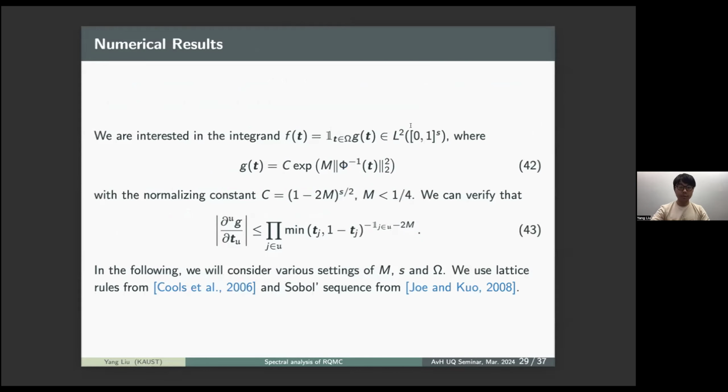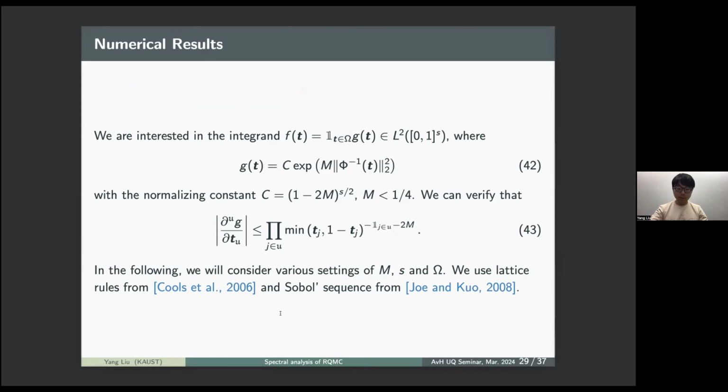Okay. Next, I'll show you some numerical results. Suppose we are interested in the integrand given by the product of the indicator function and g. We suppose f is in L2, and g is of the form exponential of m times the squared L2 norm of the inverse standard normal CDF of t. For this to be L2, we have to impose that m is less than 1/4. And we can verify that the derivatives satisfy the following bound, with exponent -1 minus 2m.